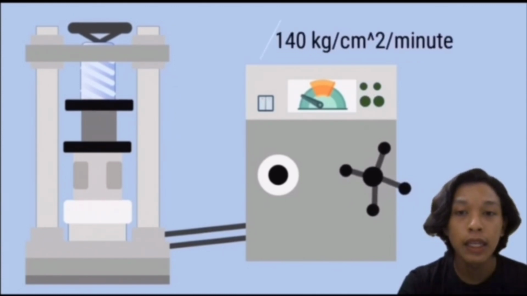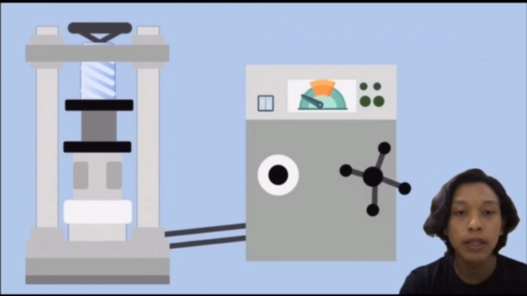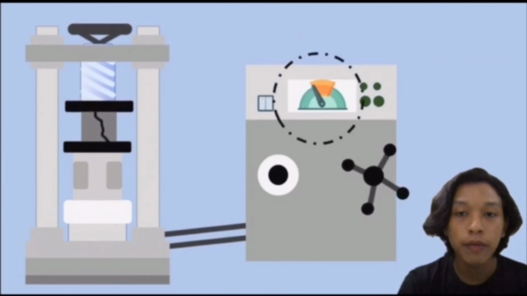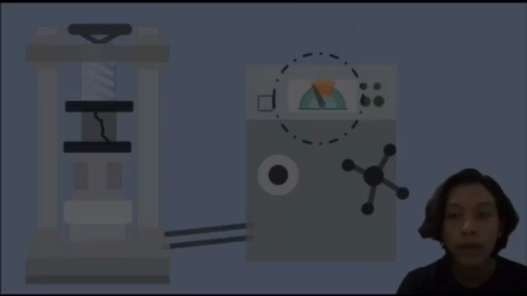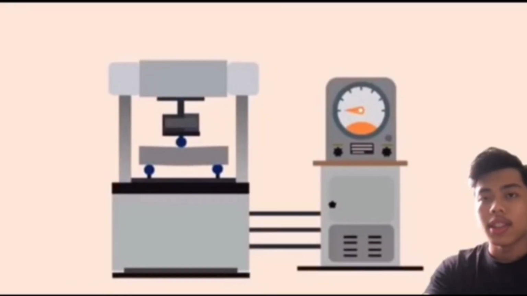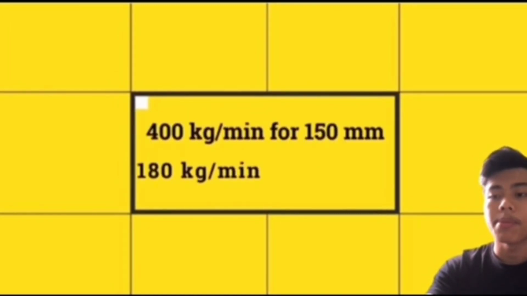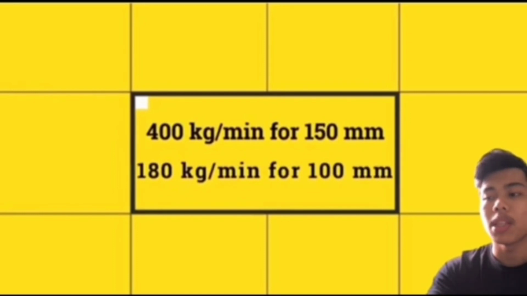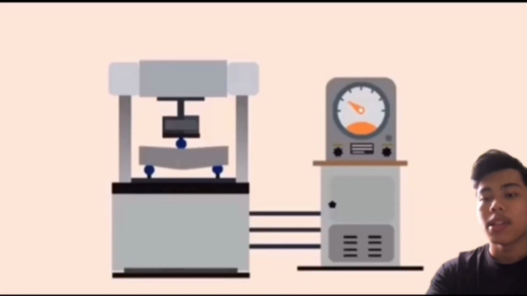Lastly, record all the data and repeat for the concrete cubes based on the age-in-days mark. Note also the type of failure and the appearance of cracks. So I'm in charge of the calculation of the cube test. The load is applied at a rate of 400 kg per minute for the 150 mm specimen and at a rate of 180 kg per minute for the 100 mm specimen.